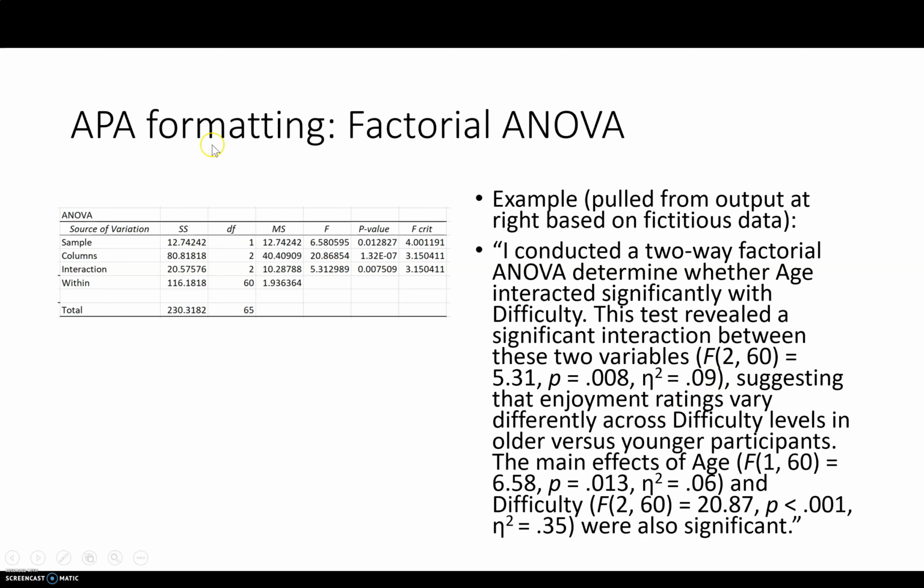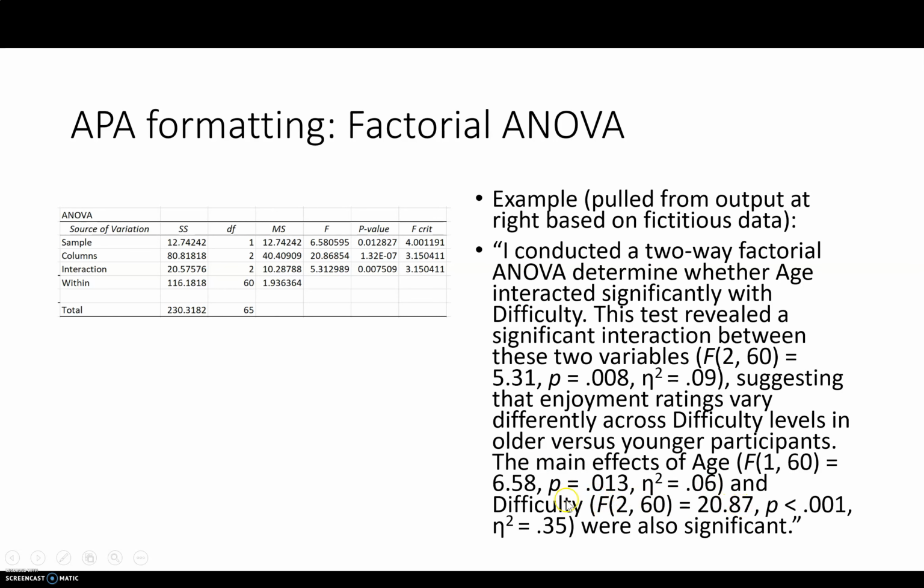These are the degrees of freedom, which I pulled from this cell right here, and the degrees of freedom for within groups, or the error, for the mean square error. And then you want some interpretation, suggesting that enjoyment ratings vary differently across difficulty levels in older versus younger participants. For the main effects of age and difficulty, you can see here main effect of age has just 1 degree of freedom, and then still the 60. And I've got the eta squareds for those as well.